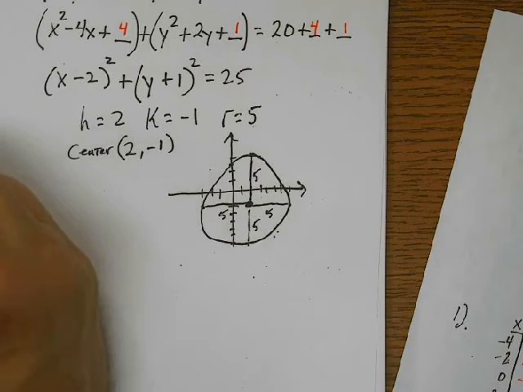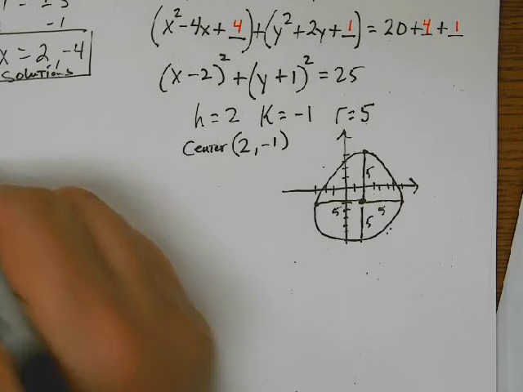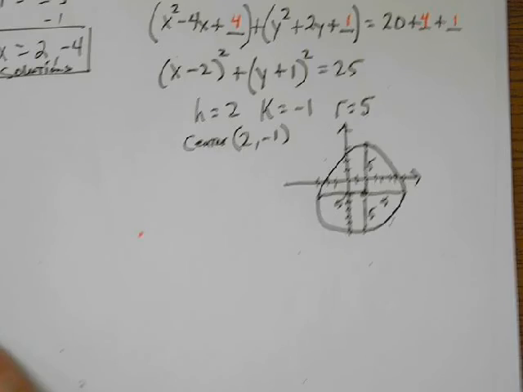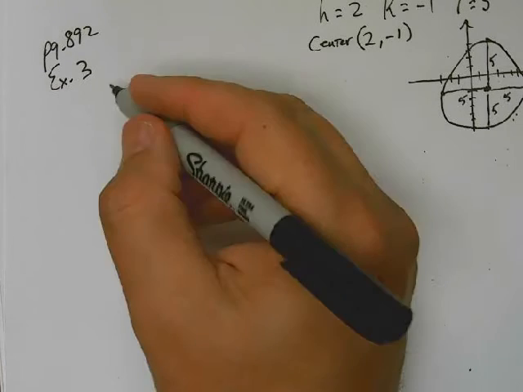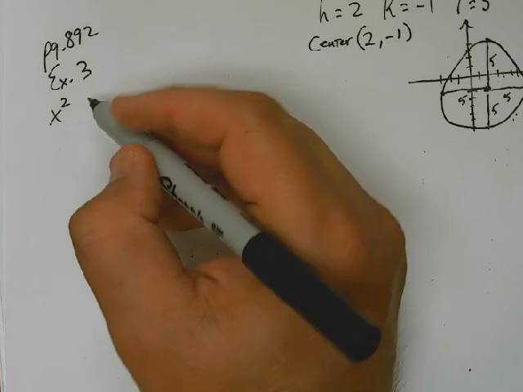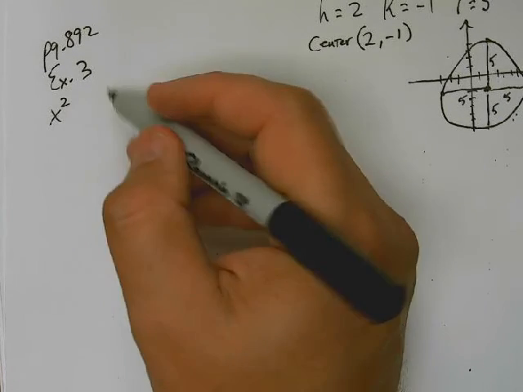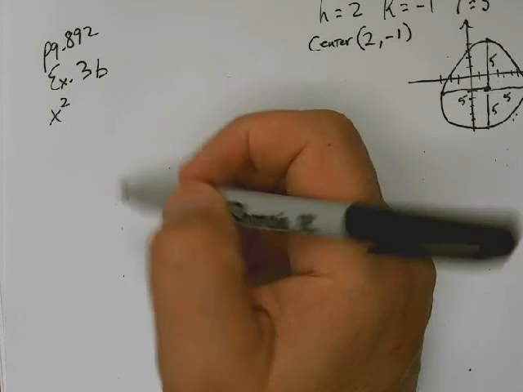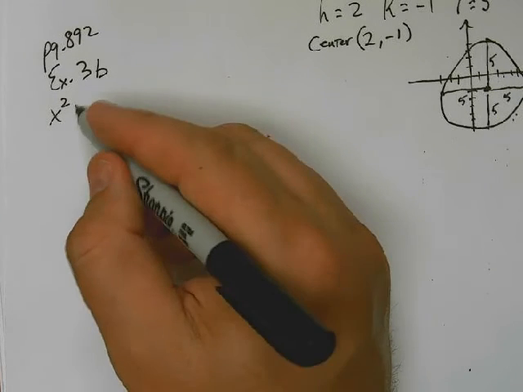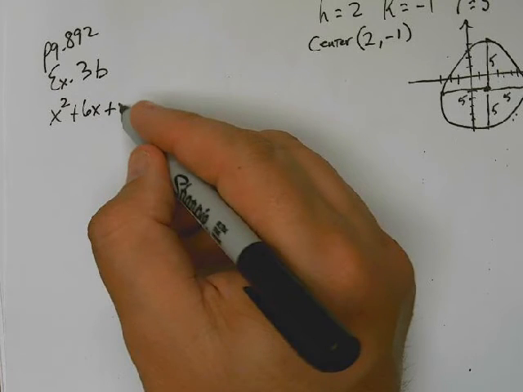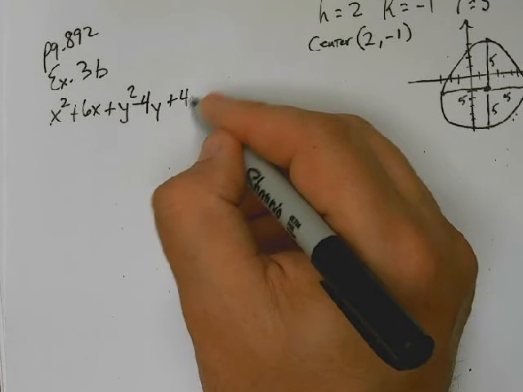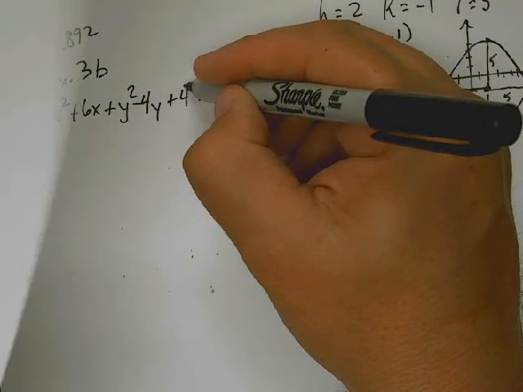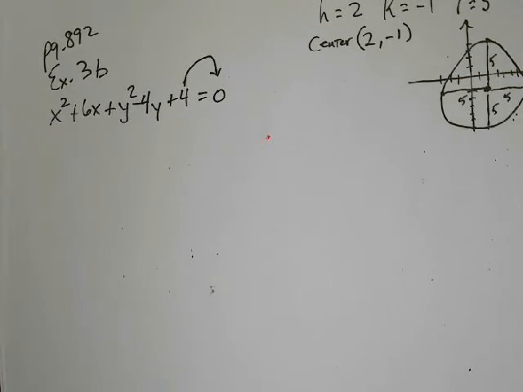All right, let's move over to page 892. We're going to do example 3. Here we go. All right, we've got x squared. This is 3b, I believe. X squared plus 6x plus y squared minus 4y plus 4 equals 0. Oh, they're throwing a little curveball at us. Let's move that positive 4 to the other side.